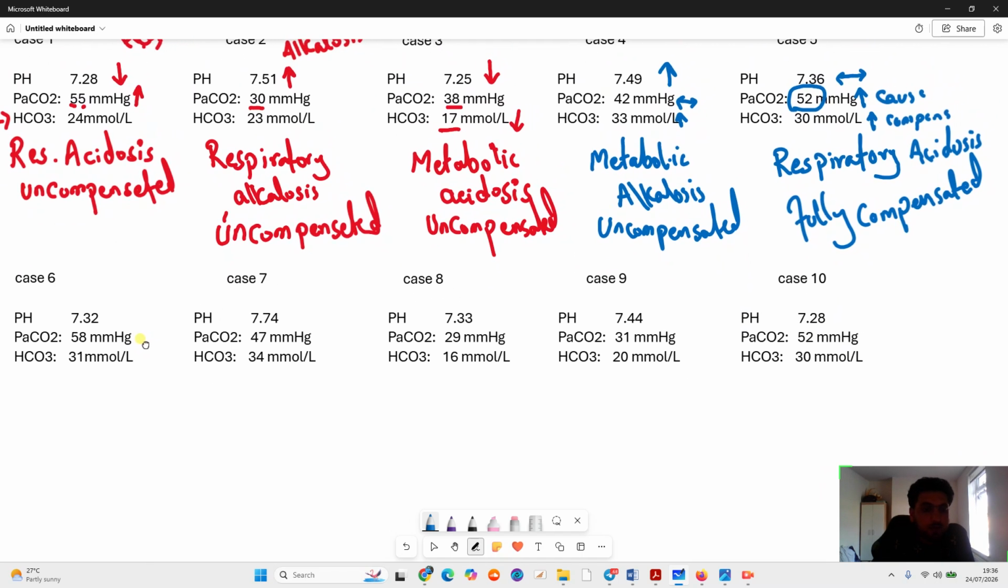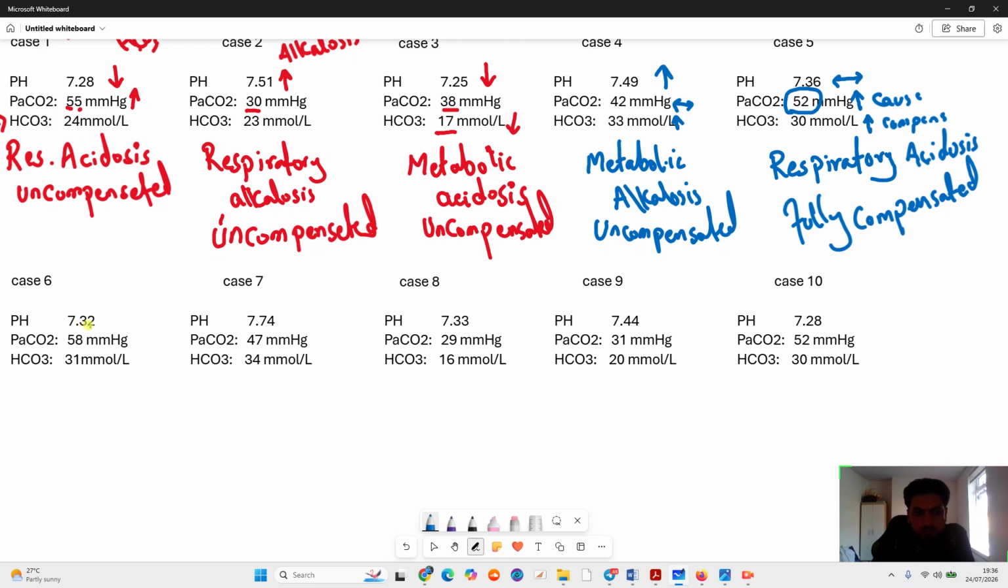Look at case 6. You will learn more of that. The pH is in a normal condition. Oh wow, sorry, the pH is less. So it means acidosis. Look at the other parameters. We know that when the carbon dioxide level is going up, the pH is going down. So it means respiratory acidosis.